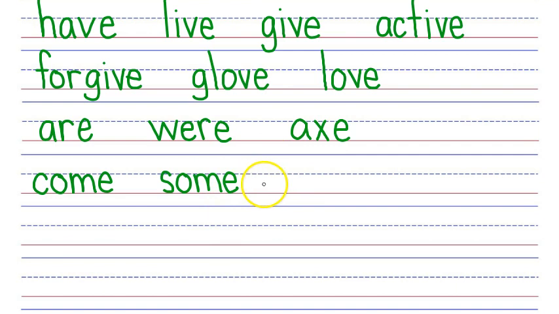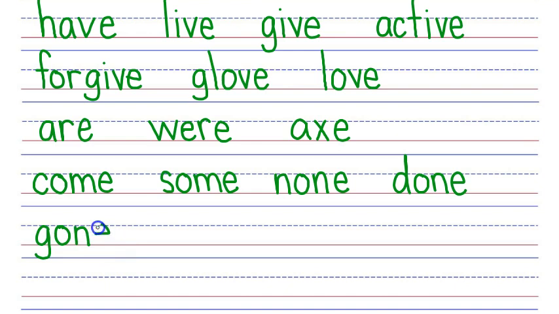These are often called sight words because they don't follow the expected patterns of the English language. Next word is none. We have an N that says n, an O that says u, an N that says n, and a silent final E. None. Next word, done. We have a D that says d, an O that says u, an N that says n, and a silent final E. Done. Next word, gone. We have a G that says g, an O that says o, an N that says n, and a silent final E.